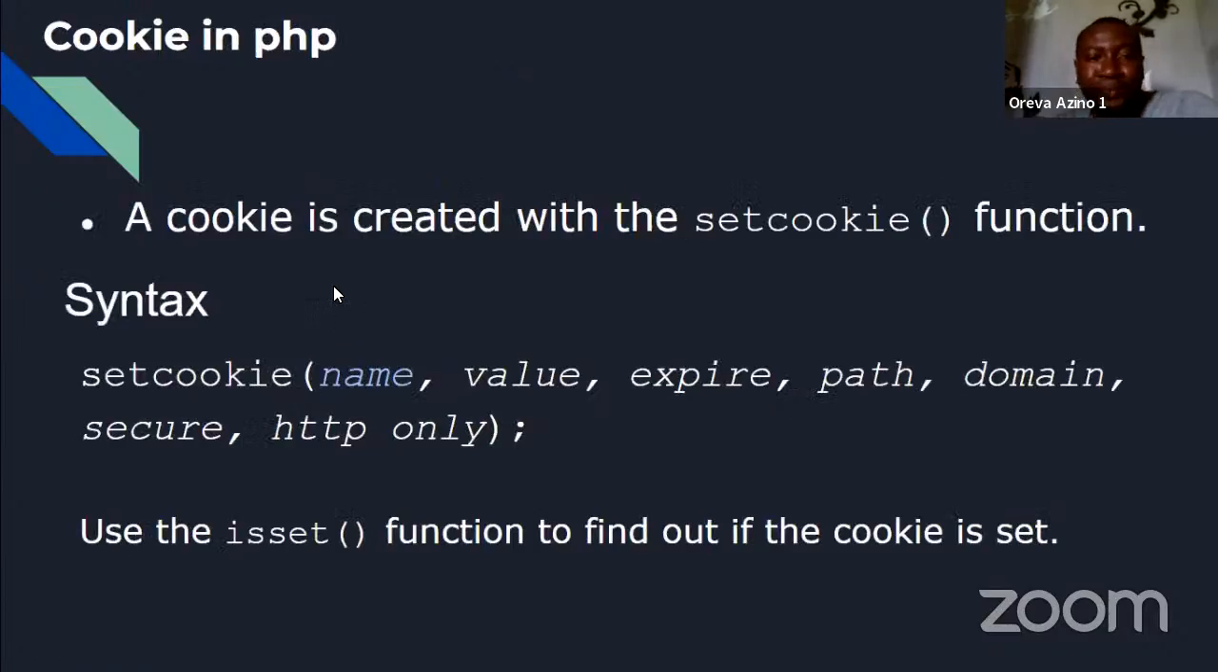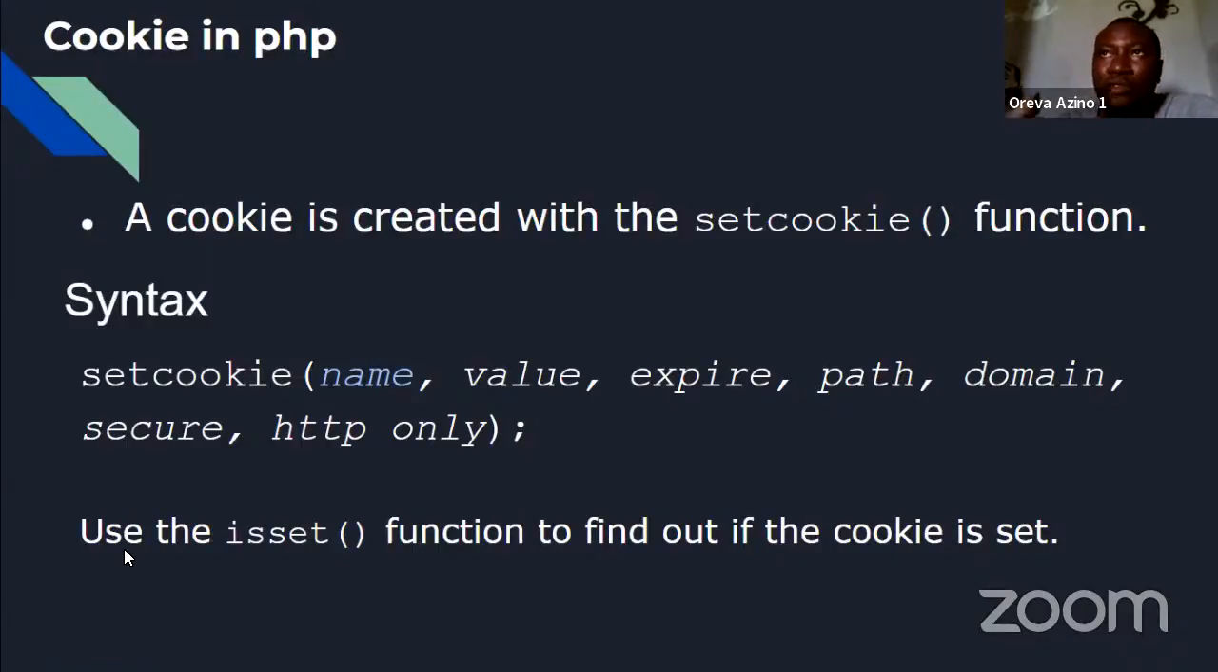We'll talk about that. So when you want to create a cookie in PHP, the most important thing is using the setcookie function. Once you use the setcookie function, you put your braces. This is the general syntax of it. You put the name, the value, the expiration date, the path, the domain, if it's secure or not, and then HTTP only.